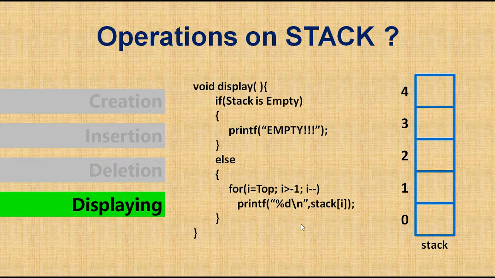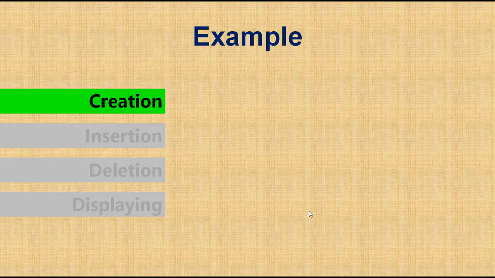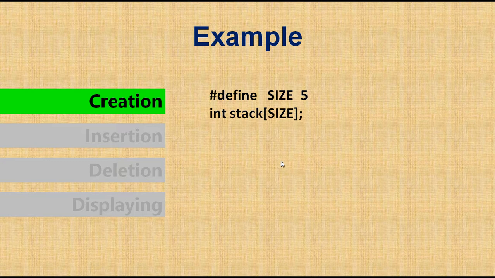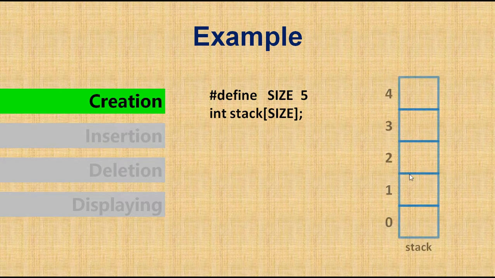Okay, now this whole thing, creation, insertion, deletion, and displaying, all operations will be understood by an example of how they are performed. So first, creation. Here I am defining a size of 5 and creating a stack. Initially it will look like this: 0 1 2 3 4. So 5 elements, starting from 0 to 4 positions.